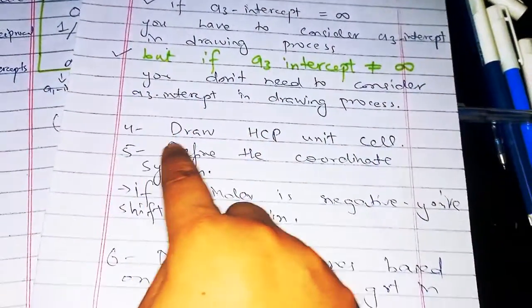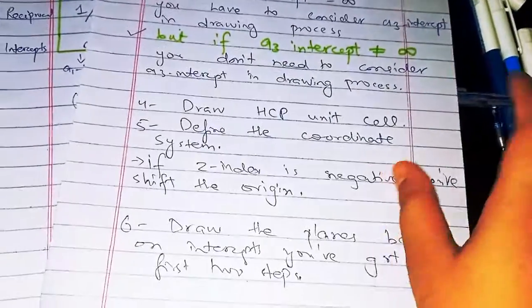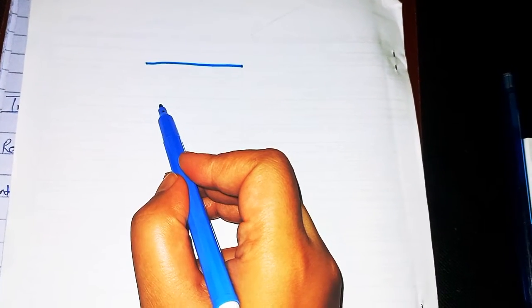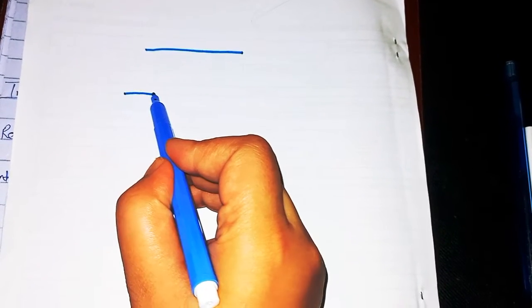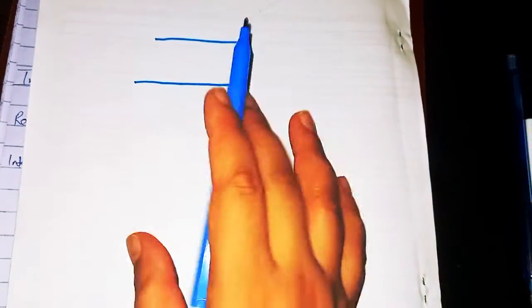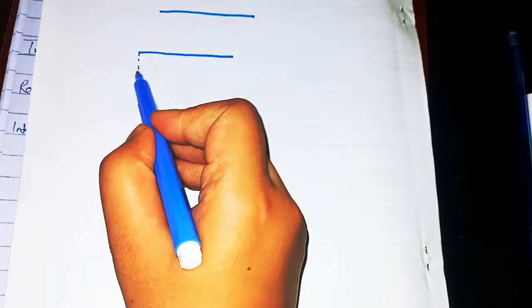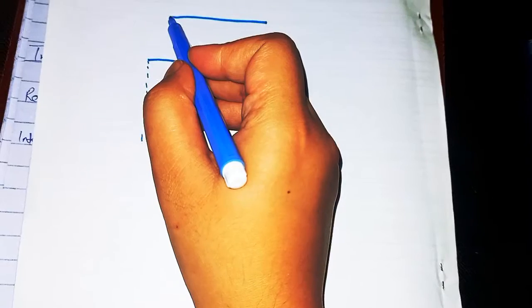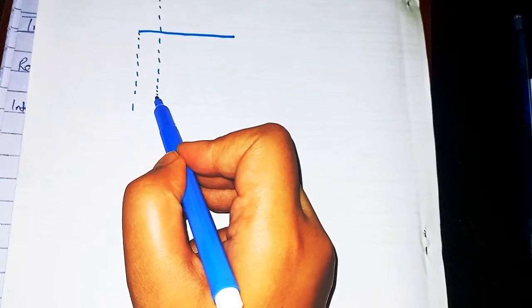So you can see here the fourth step is to draw the HCP unit cell. So let's draw the HCP unit cell here. First of all, what we are going to do is draw one horizontal line, okay, and we'll draw another horizontal line that is slightly before the one that we drew here, just to draw it accurately. Next, what we are going to do is draw some projection lines, and we'll make similar lines just below, okay.